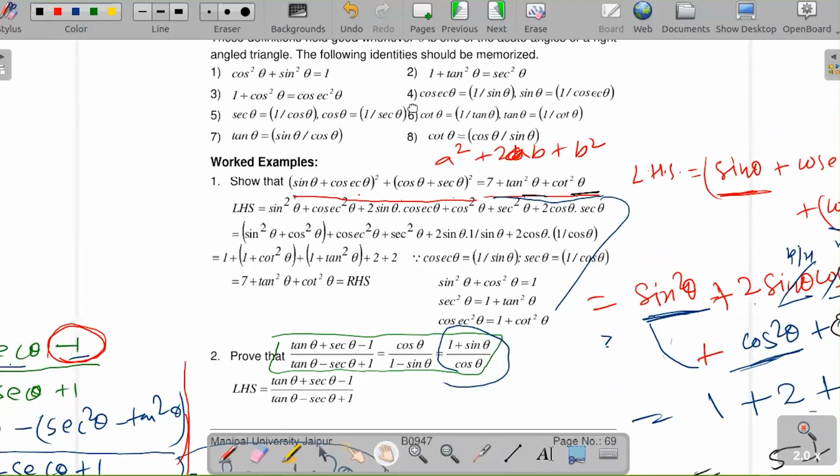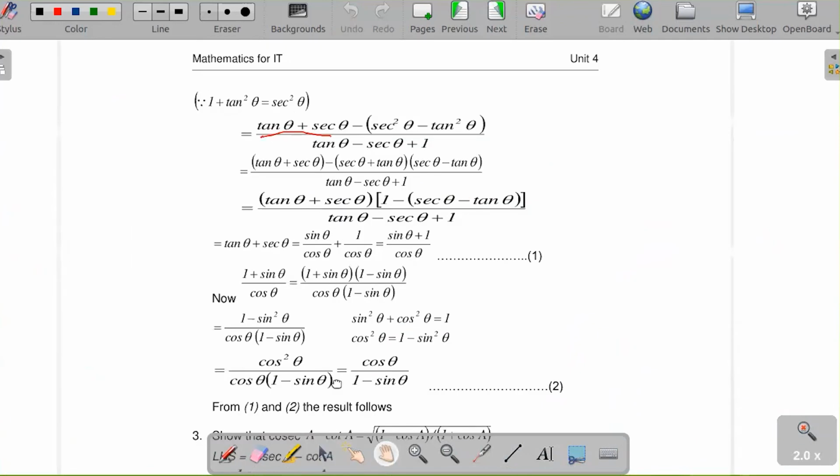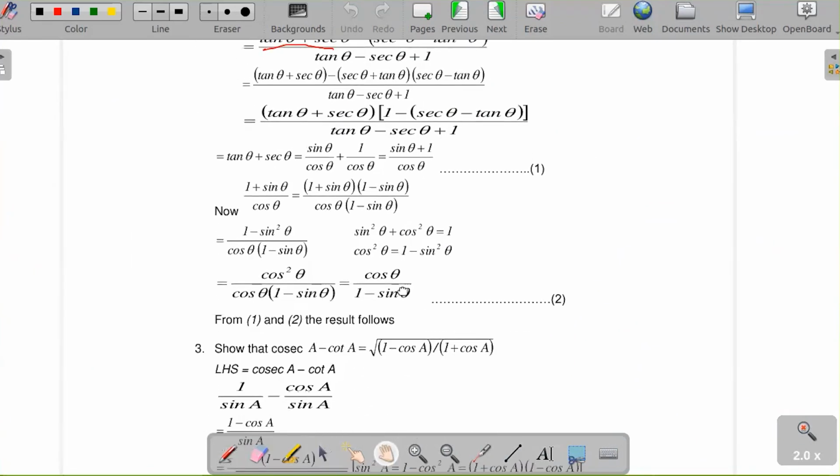I mean, so this page is done. We are enjoying.